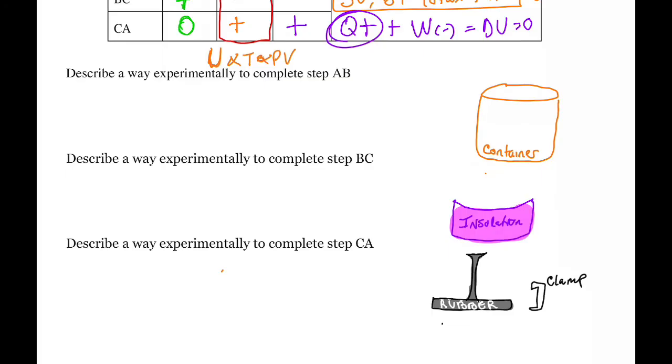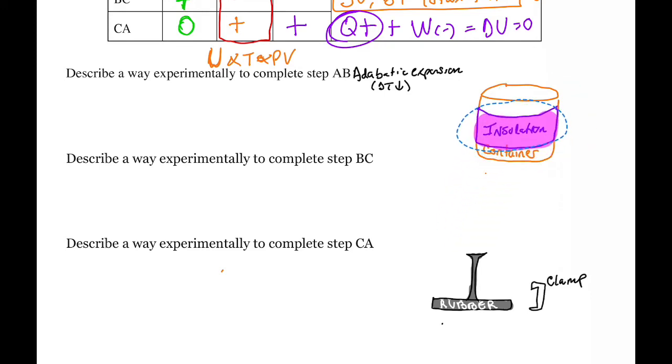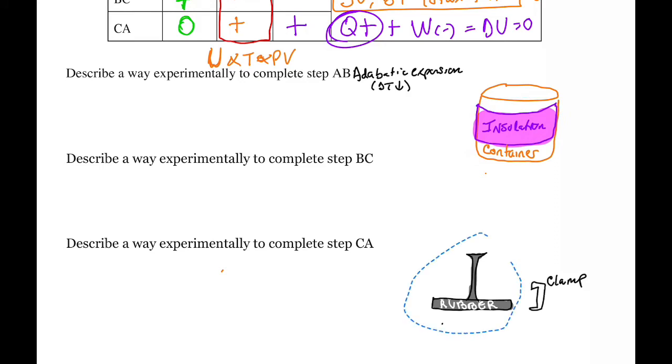Let's talk about how to make these processes happen experimentally. First, let's write down what goes on in each one. Here we have adiabatic expansion. That means our change in temperature decreases. Okay, what are we going to need for that? We're going to need a container, and we're going to need insulation on our container so that there can be no heat exchanged. We're going to need a lid so no molecules can escape.